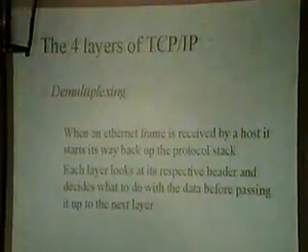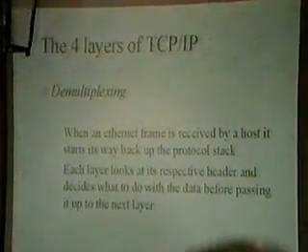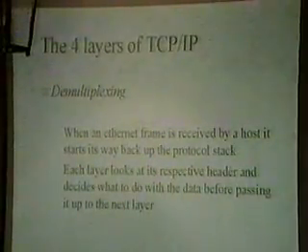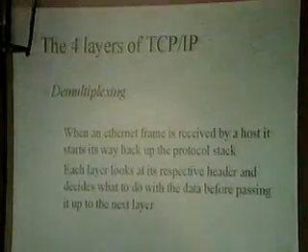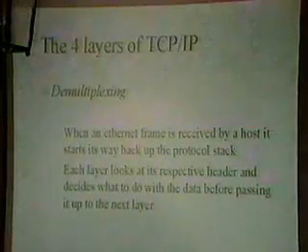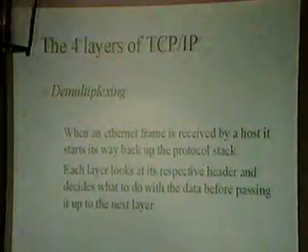So when you're sending data from a host, it moves its way down the stack, goes to the host, moves its way back up the stack, and strips all the headers and footers off that are required for that layer, then passes off to the application layer and decides what to do with it from there.